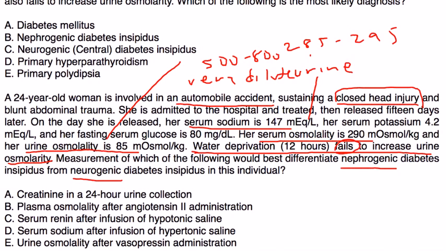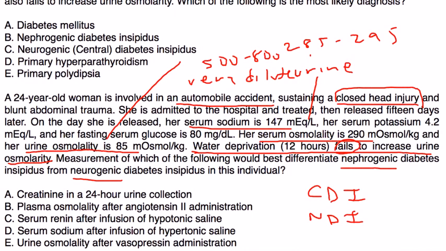Now, why is there no response? Well, because if she has central diabetes insipidus, the pituitary just doesn't release the ADH. If she has nephrogenic diabetes insipidus, the pituitary does release the ADH, but the kidney is unresponsive. So in both forms of diabetes insipidus, the water deprivation test will not make any effect. So then you move on to the next test.